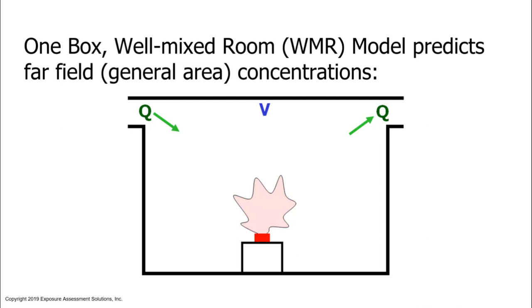TEAS implements the well-regarded well-mixed room models. For example, here we have the one-box well-mixed room model for predicting far-field exposures. We have a room with a volume, air flowing in, air leaving the room, taking contaminant with it. We have a contaminant source somewhere in the room generating a vapor or a fine particulate.